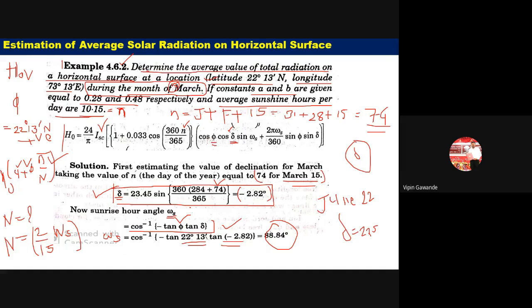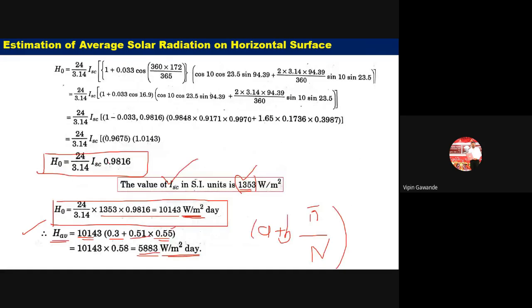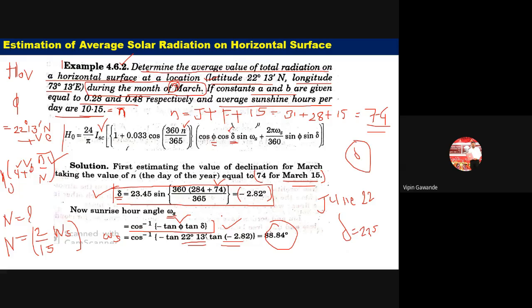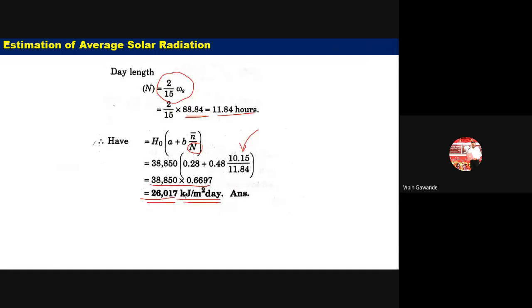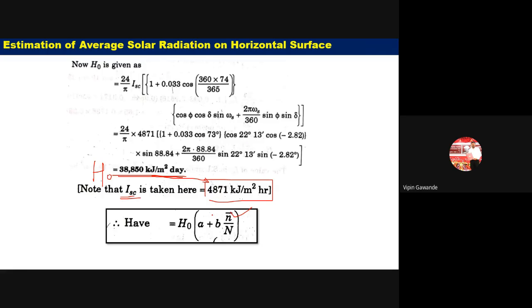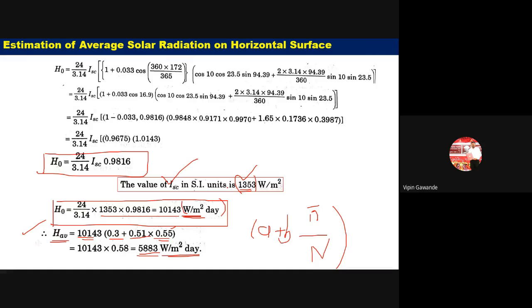In the previous problem, whatever value we calculated, we multiplied all these things by 1353, so the unit came out to be watt per meter square per day. Here we multiplied by kilojoule per meter square per hour, so this answer comes out in kilojoule per meter square per day. You can use either value, 4871 and the unit will change, or 1353 and the answer will be different. You can use any value here, but you have to mention it. Better to use 1353 for all conditions and remember only one value, and you will get the answers in watt per meter square per day.